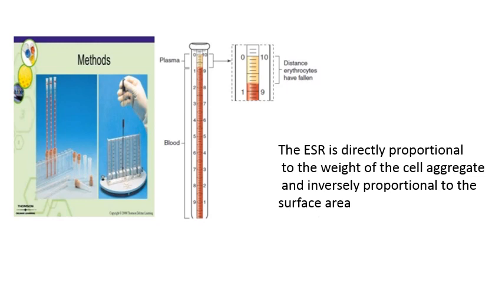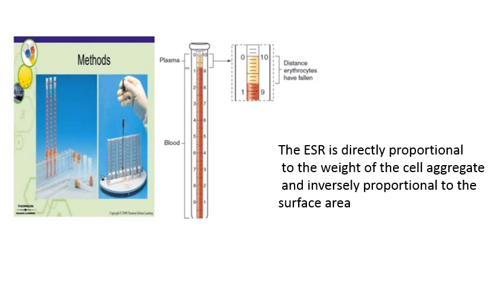So ESR is directly proportionate to the weight of the cell aggregate. So if the weight of the cell aggregate is more, it will aggregate more and the ESR will be high, and it is inversely proportional to the surface area. And if the surface area of the red cell is high, the plasma column will be low, right? So it is directly proportionate to the weight of the red cells and inversely proportionate to the surface area.